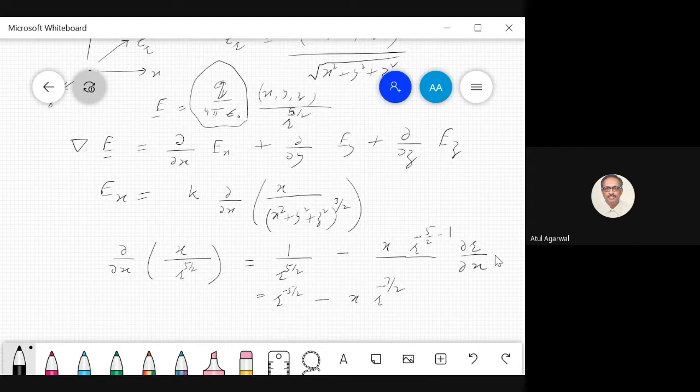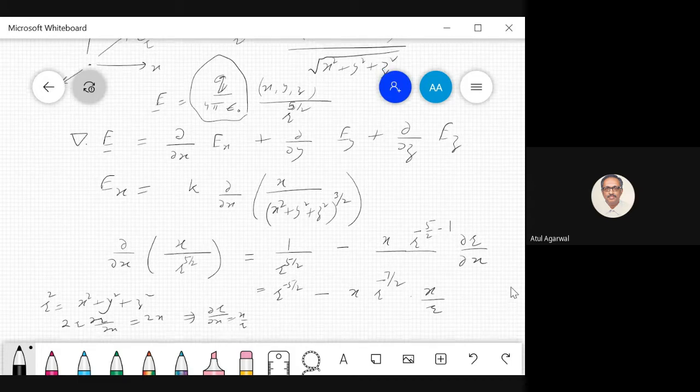What is del r by del x? r square is x square plus y square plus z square. So 2r del r by del x is equal to 2x, which implies del r by del x is equal to x by r, into x by r.